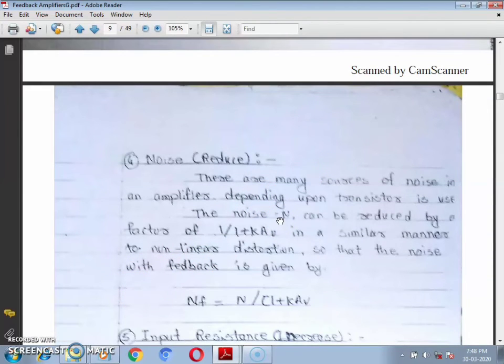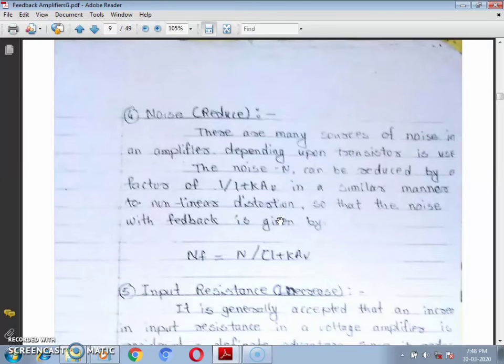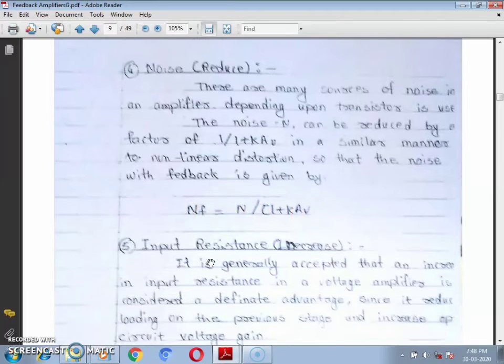Let's now go to the fourth parameter, which is that feedback decreases the noise. The noise of the feedback amplifier is labeled NF, and the noise of the basic amplifier is N. NF is equal to N divided by 1 plus KAV. Since the noise is divided by the factor 1 plus K times AV, the noise factor is definitely improved.